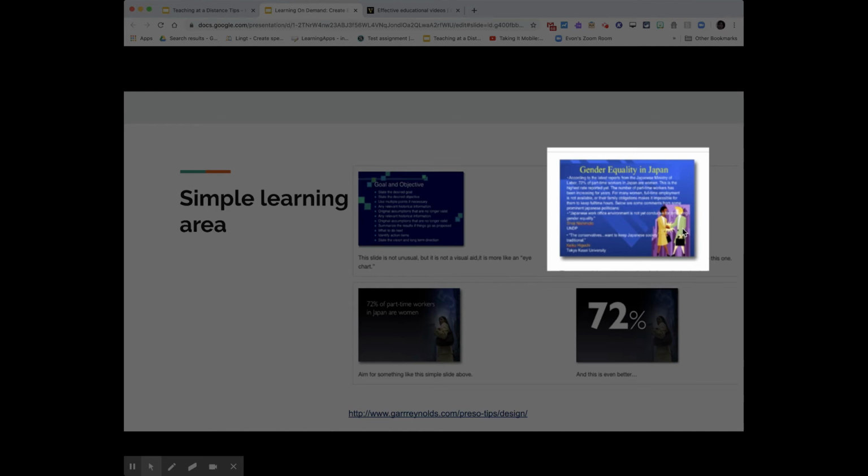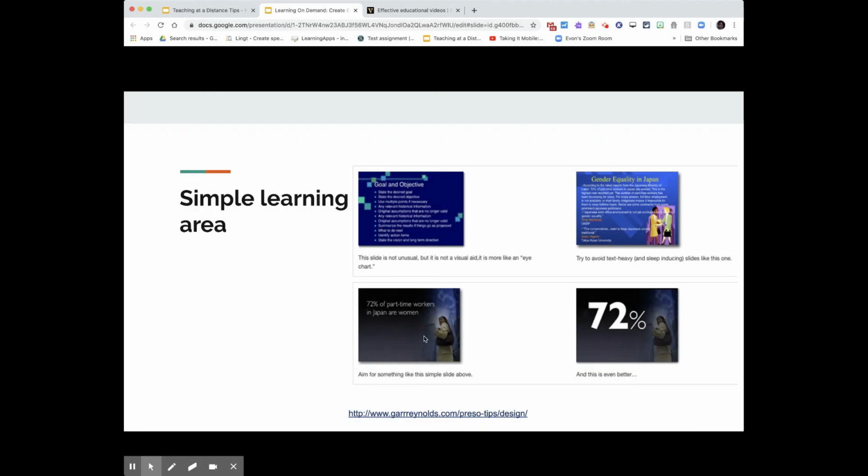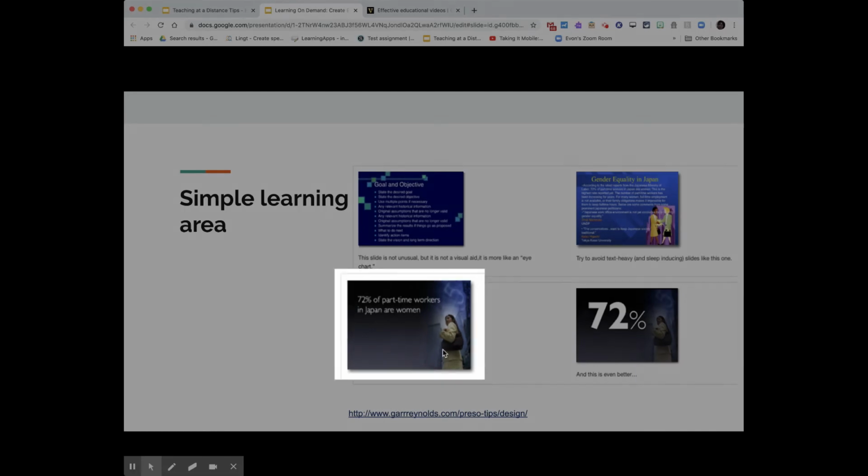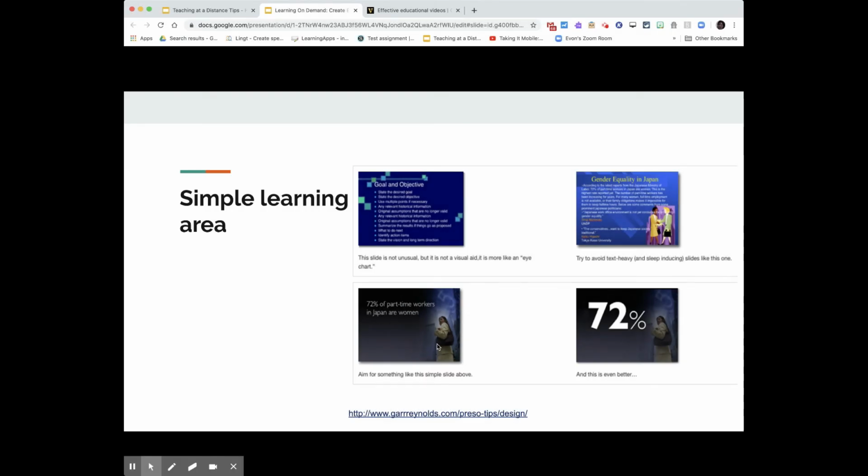The picture adds nothing to it, and it actually obscures content. Don't put anything on your screen that's going to cover your content. Just doesn't work. This slide I like a lot. It's got one idea, it's written out, and it's got a picture that complements the concept.